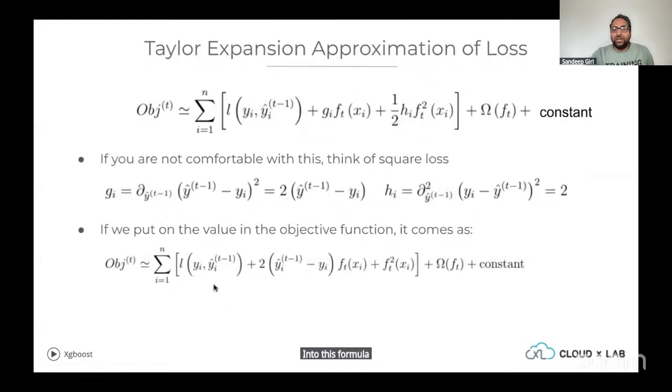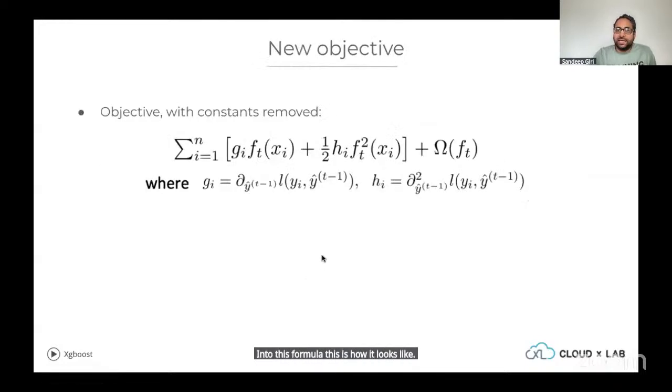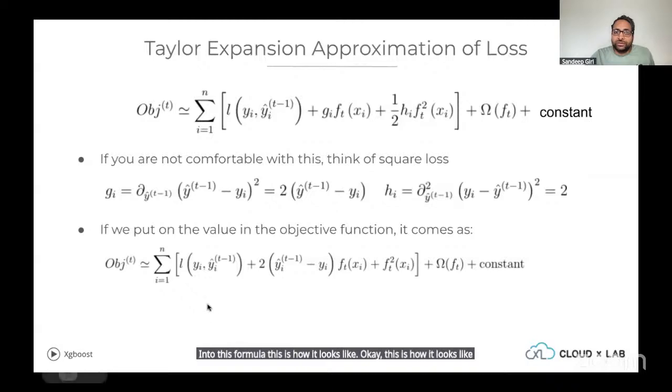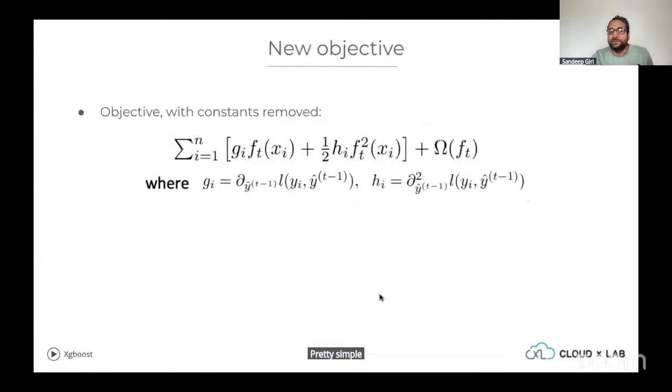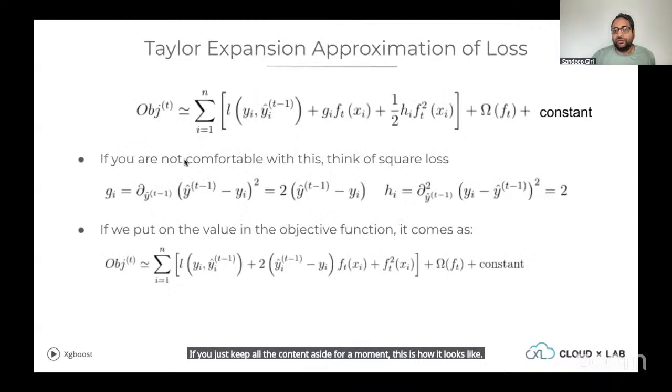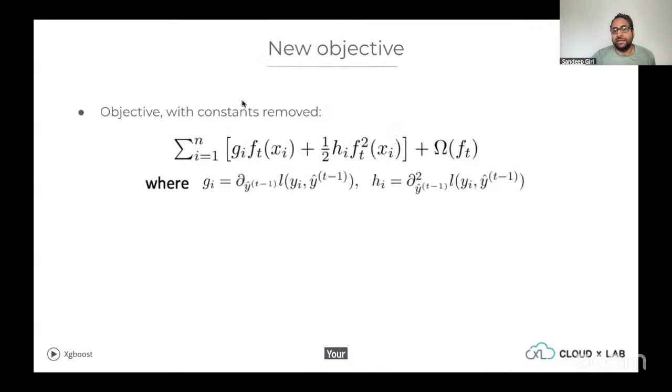This is how it looks. It becomes super simple. So loss function y by t plus twice of this value times f t plus 2 by 2 times f t square. So this is pretty simple now. Not that simple, but still simple. Anyway, if you just keep all the constants aside for a moment, this is how it looks. Your function is looking like this.